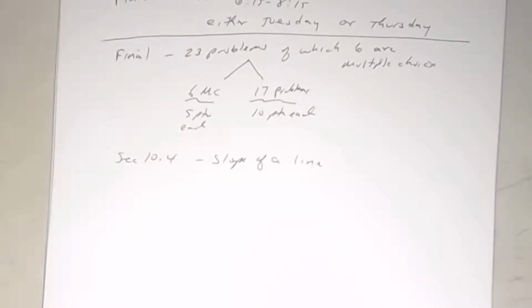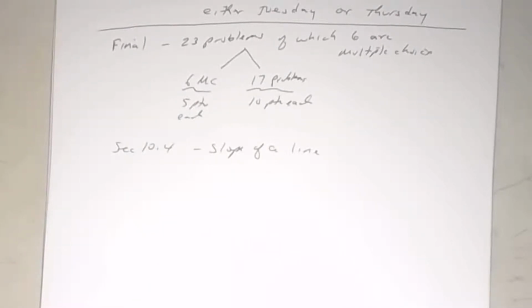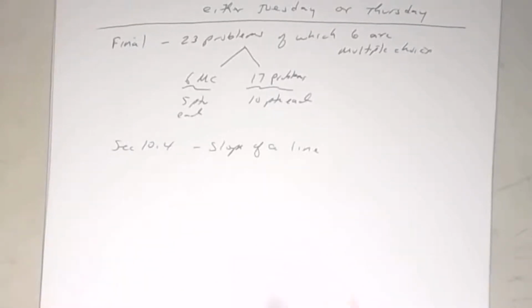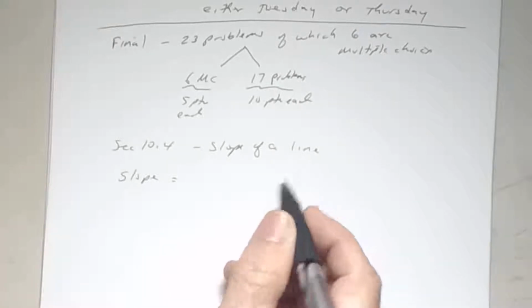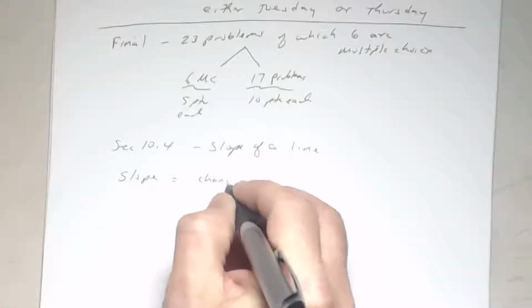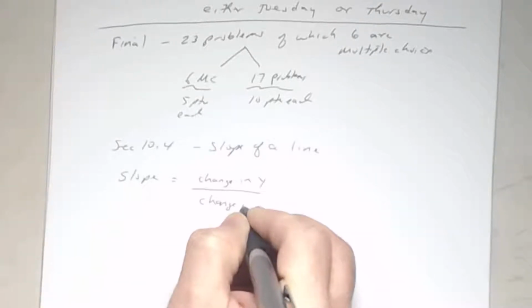All right, so slope of a line, this is section 10.4. When we defined slope, remember if you look at your roof, there's some steepness to it. That's the idea of slope. The slope is how steep a line is. And so we define slope as the change in y divided by the change in x.